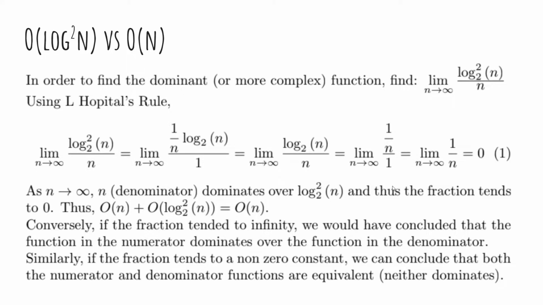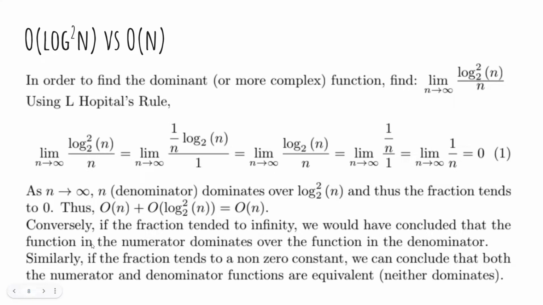So for example, in this case, we got the limit as n tends to infinity of log n to the second power over n is 0. And so we can conclude that the function in the denominator is dominating over the function in the numerator. So n dominates over log n to the second power.